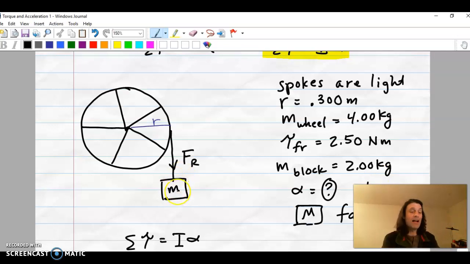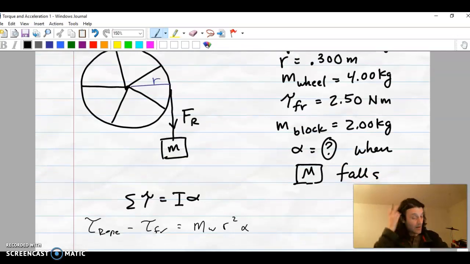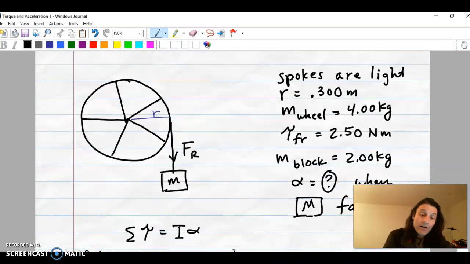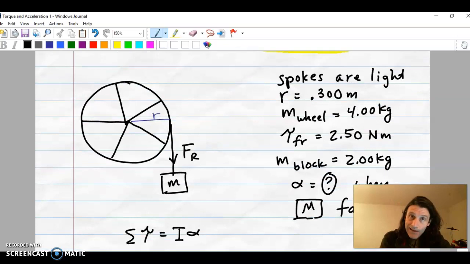The mass of the hanging block down there that's making this whole thing move, that's applying that torque, is 2 kg. So this question then just says, hey, what's the alpha? The rotational acceleration of this wheel as the mass is falling, all right?